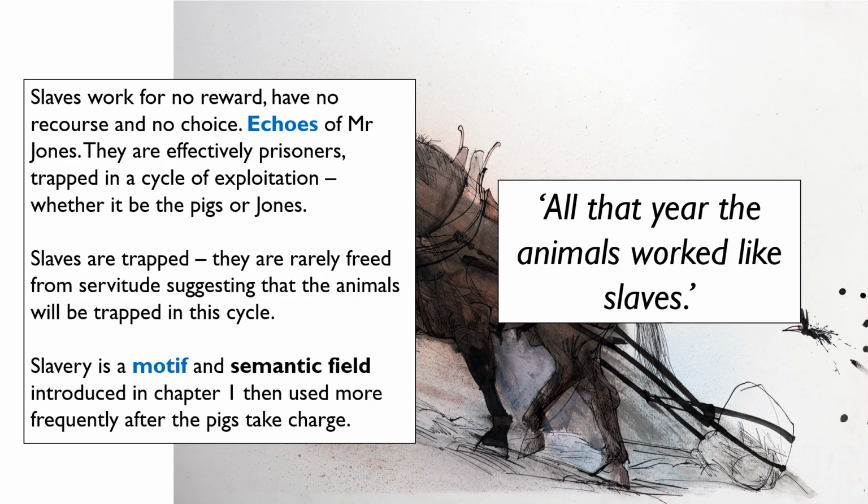Now, slavery is a motif, which means an image that recurs several times during the book. Sometimes there are pages where we'll see that as a semantic field, where lots of words linking to slavery are used in the same space in a text. And this motif is established during chapter 1, and then the animals rebel, so you would hope that that motif would disappear, but in actual fact it becomes more prevalent throughout the text.